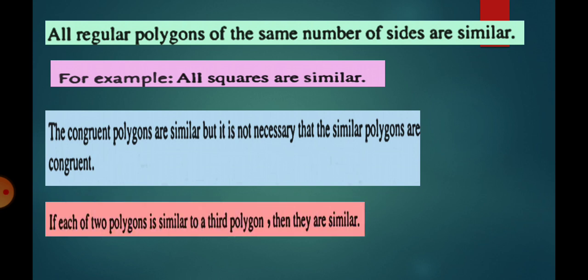If each of the two polygons is similar to the third polygon, then they are similar. If we have three polygons, each two polygons similar to the third, then they are similar.